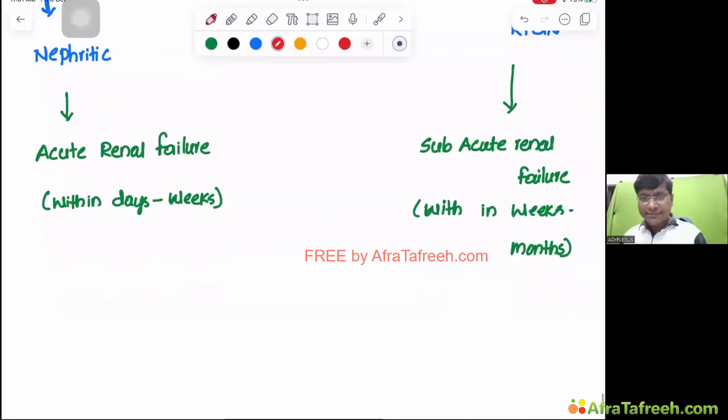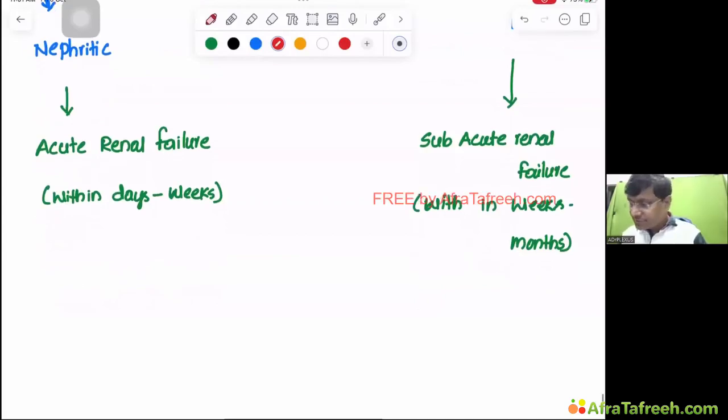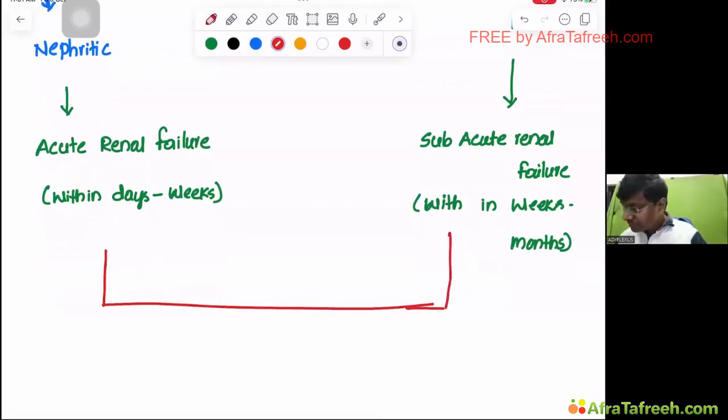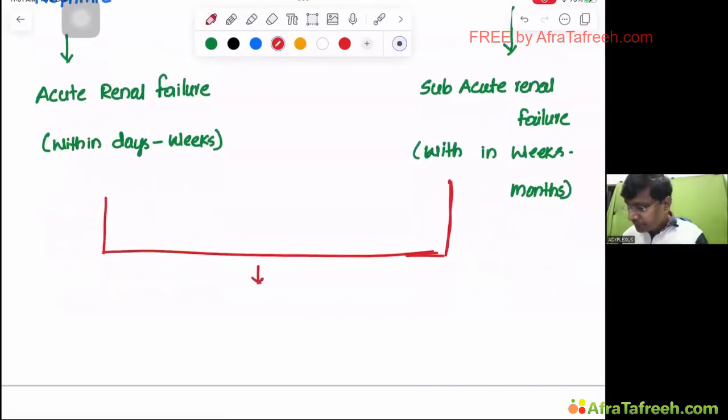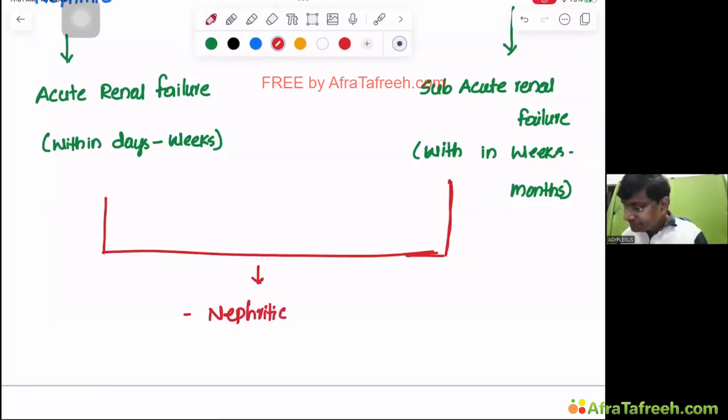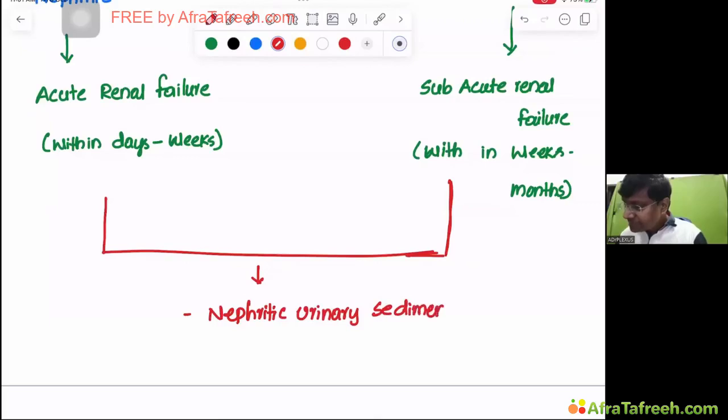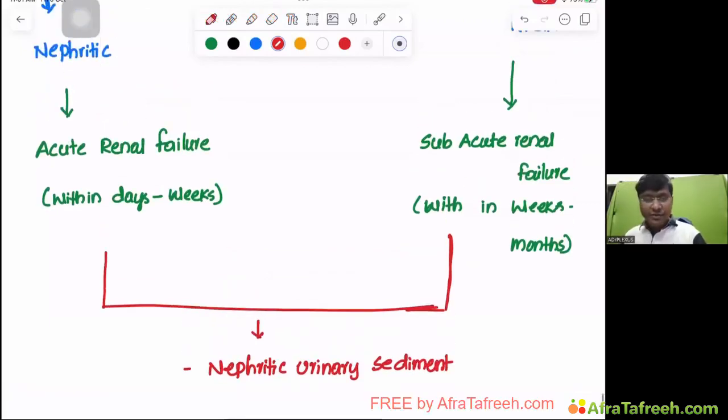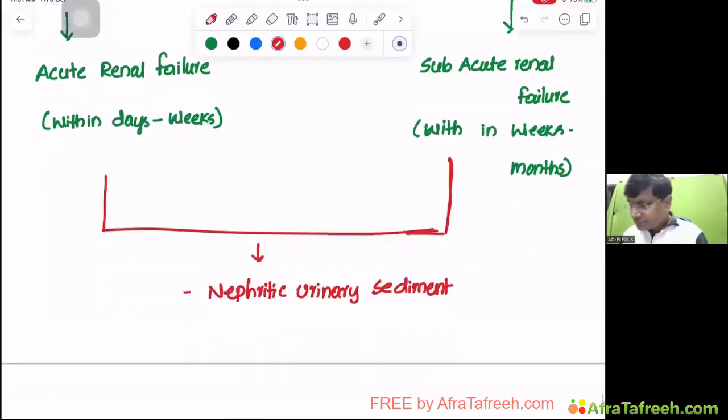Now, in both of them, that is in nephritic syndrome and rapidly progressive glomerulonephritis, the presentation will be, they will have nephritic urinary sediment. The clinical manifestations will be the same in both of them, but the only difference is the rapidity with which there is development of renal failure. Okay, next.